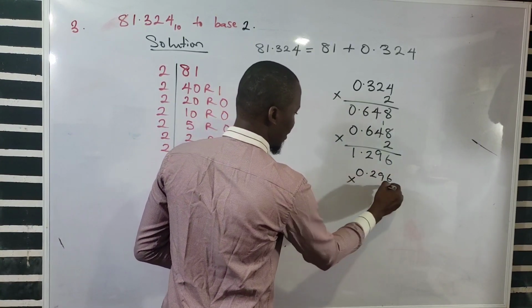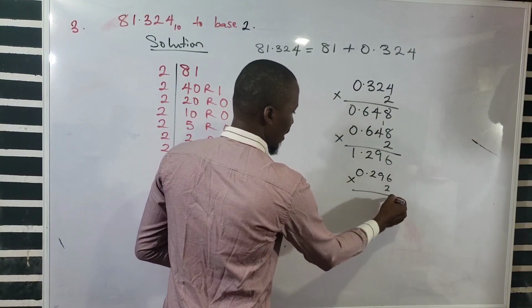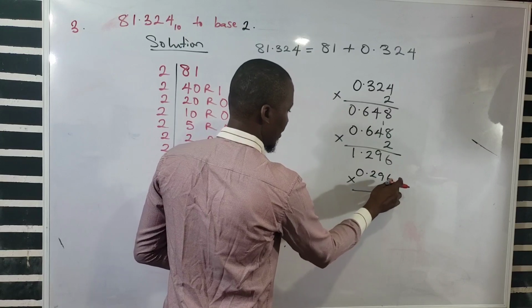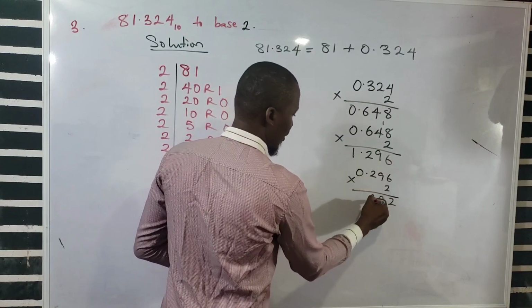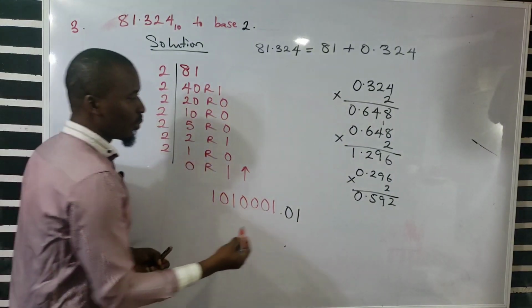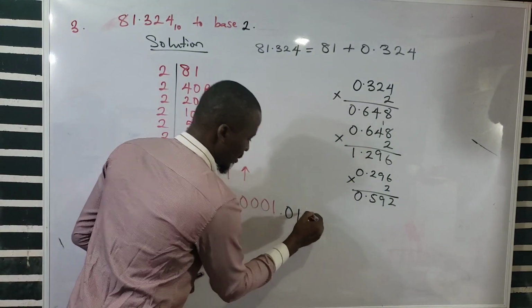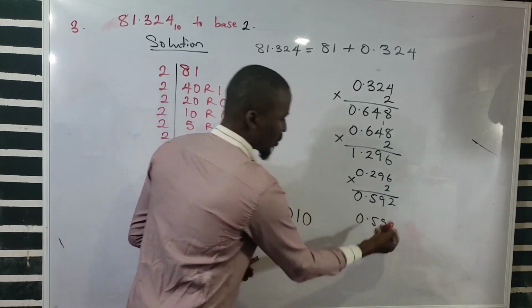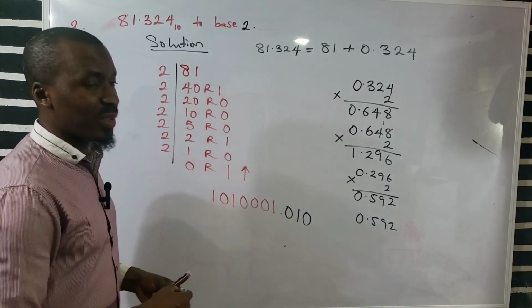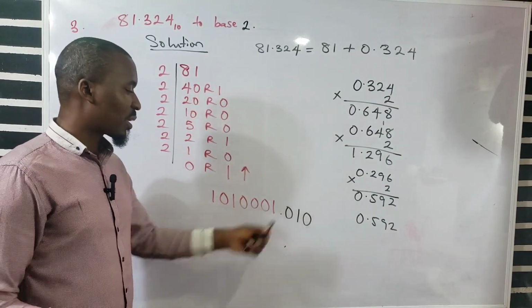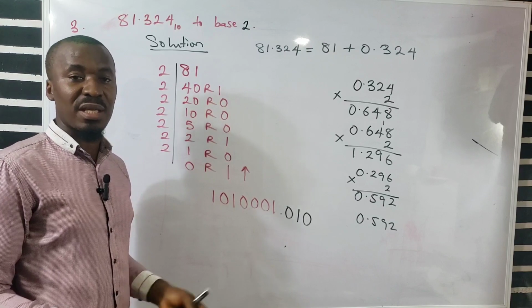So you multiply by 2. That will give you 0.592. You have 0 there, so you pick your 0. Of course, you still have your 0.592. You can see that there's no way that number will terminate if we keep multiplying by 2. So we have gotten our 3 decimal places.